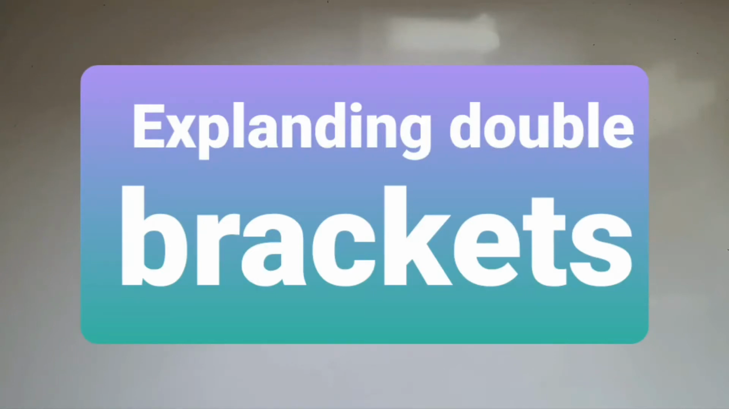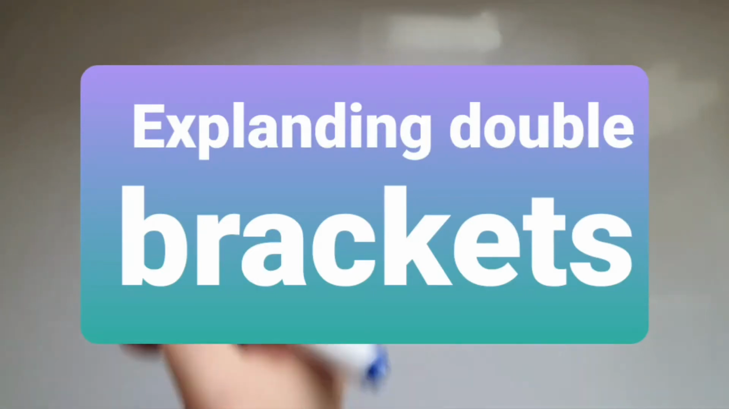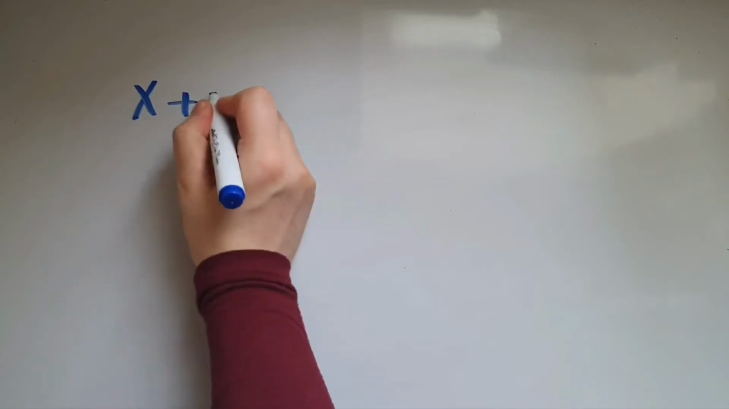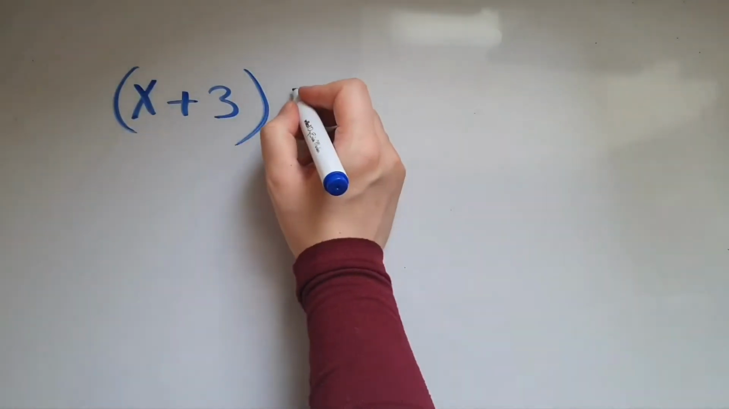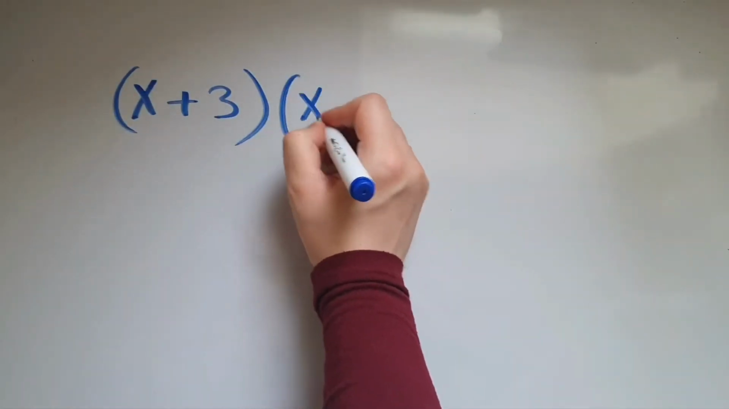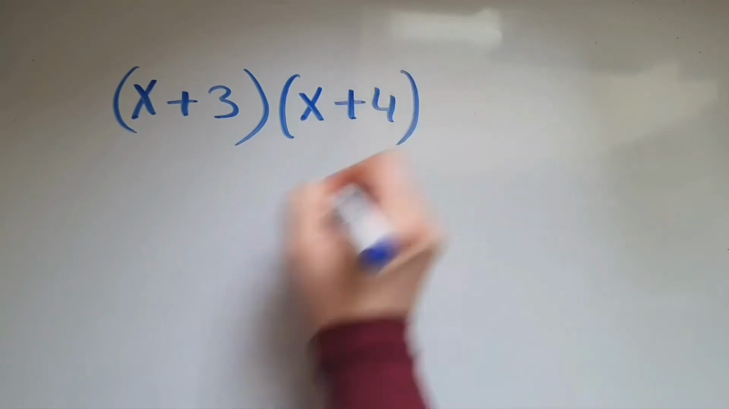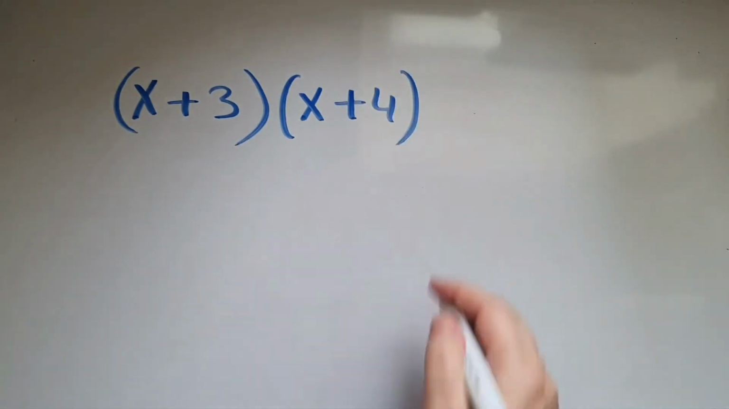In this video we'll learn to expand two sets of brackets. So if I have x plus 3 times x plus 4, what do I do in this case? What does this mean?